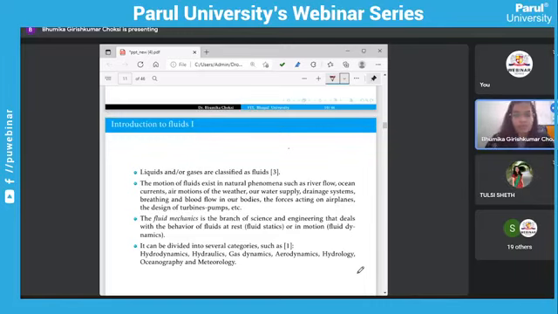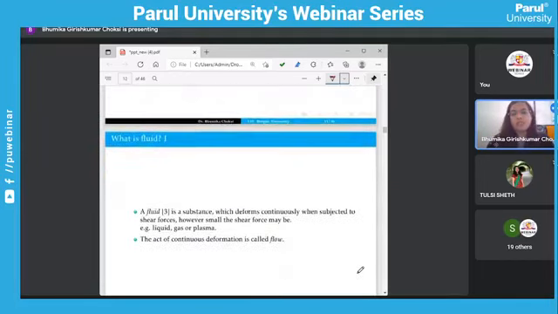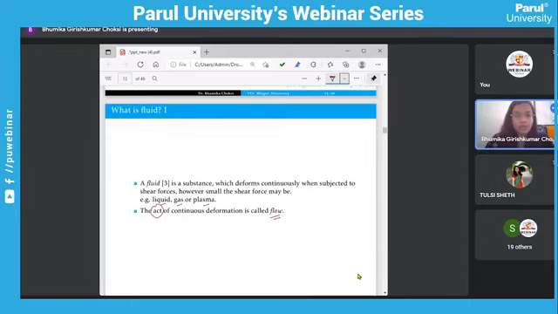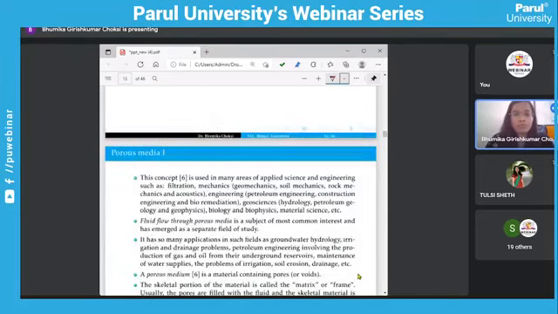Yes, very good. So, in short, you can say anything which deforms continuously. It can be liquid, it can be gas, it can be plasma. And this act of continuous deformation, we are calling it flow. Okay, so that is called fluid flow. So any fluid can flow. So fluid flow through porous medium.